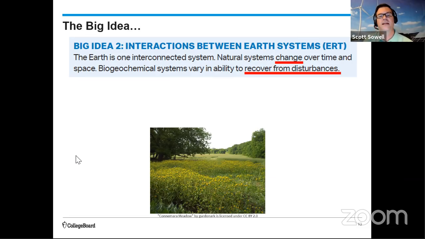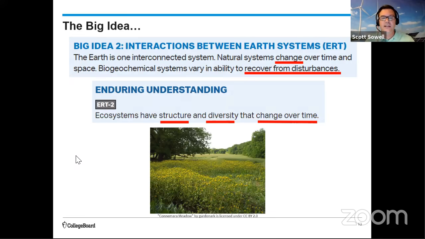Biogeochemical systems vary in ability to recover from disturbances. So you'll notice that change and response to change, recovery, lack of recovery, really does highlight the fact that ecosystems have structure and diversity that change over time. Our world is not a static place. There are earth processes and systems that cause changes naturally, and organisms must adapt to them. And if they don't, they go extinct.